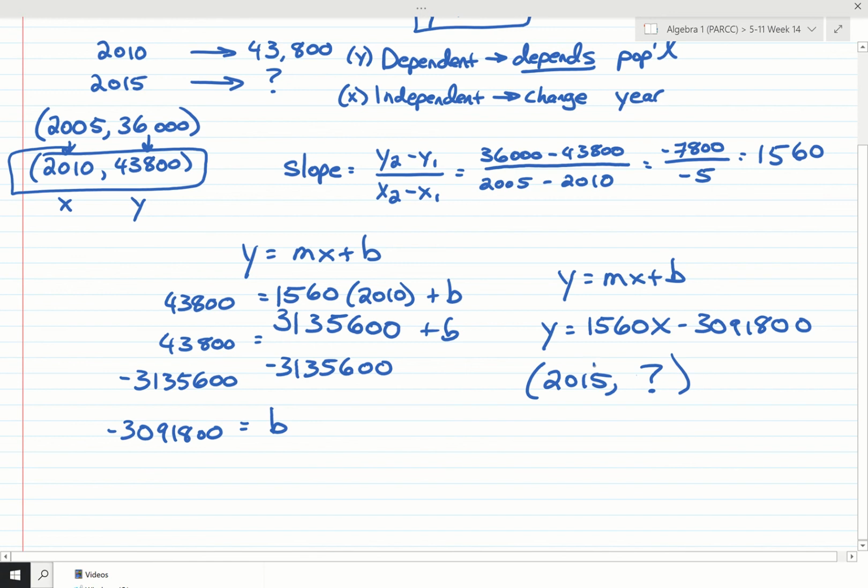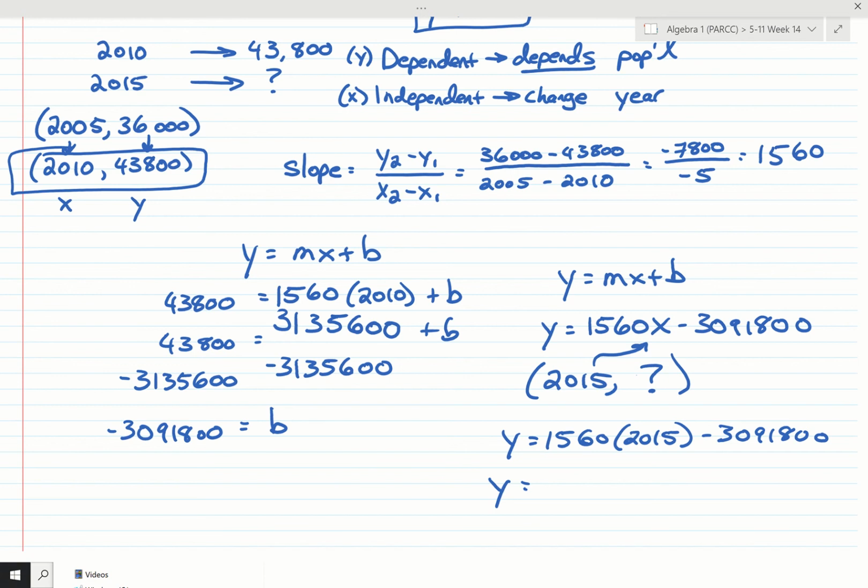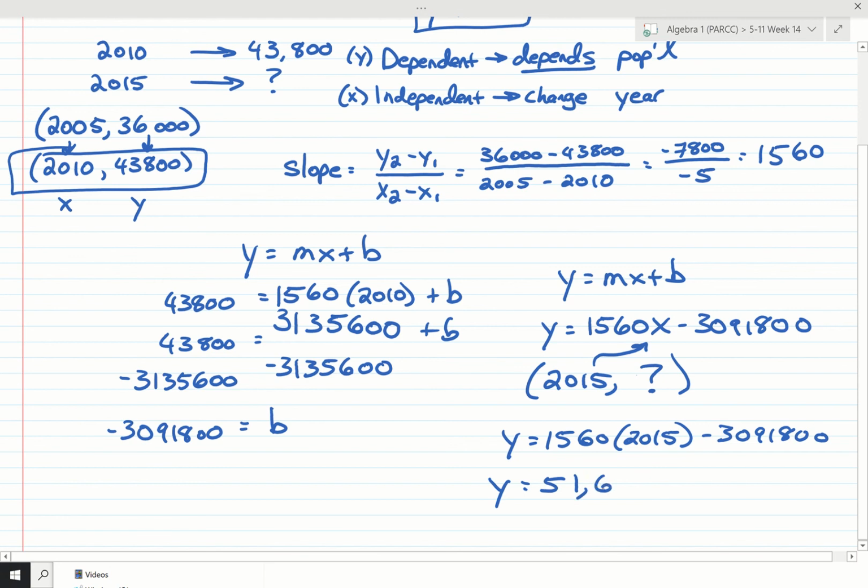So if we plug 2015 in for x, let's see what our population is. I'm going to type this into my calculator. And I'm getting the population is 51,600. That would be our answer for part A here.